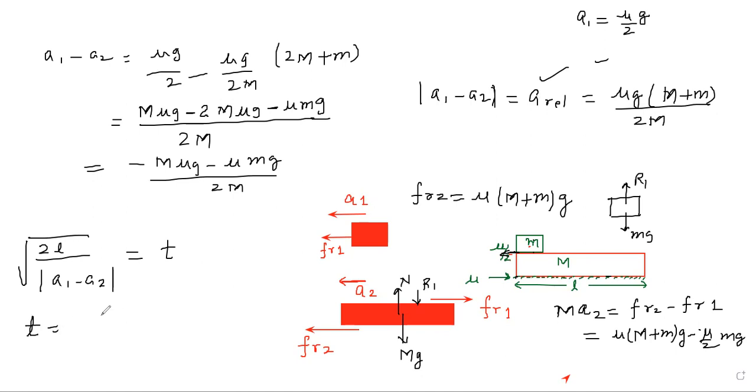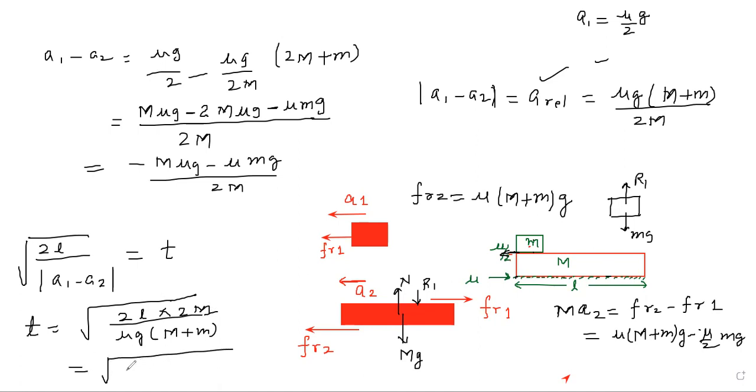So t will be equal to the root of 2L divided by this value, mu g times capital M plus small m, and this 2M will go in the numerator. So this will become 4 capital M small l divided by mu g times capital M plus small m. And that is the time taken by the small block to get separated from the bigger block. Thank you for watching.